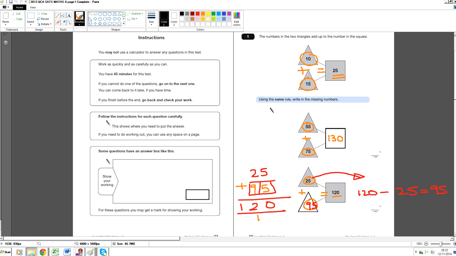The second technique which I mentioned was using the traditional algebraic method. So the opposite of adding 25 is to minus the 25. So I did 120 minus 25 gives you 95. And that was the end of the question number 1. Let's quickly move to question number 2.